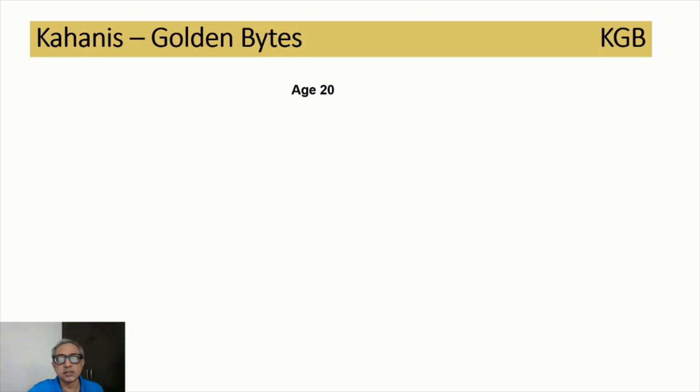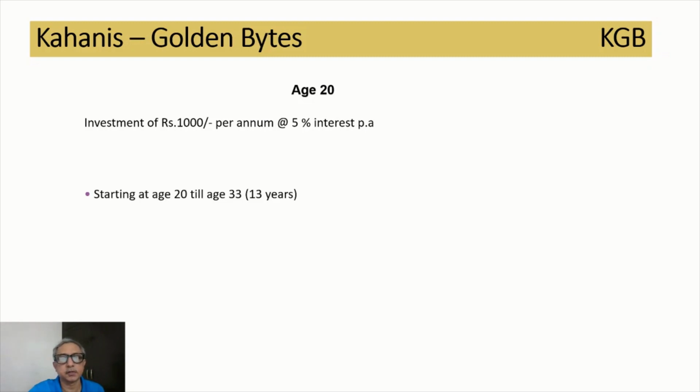Now let's take an example. Suppose you're 20 years old. We invest, say, 1,000 rupees per annum at 5% interest. Now 1,000 rupees per annum. It's not per week or per month. Okay, per annum. पूरे साल में 1,000 रुपए. And the percentage of interest is 5%. You start at the age of 20. You invest for 13 years till the age of 33.